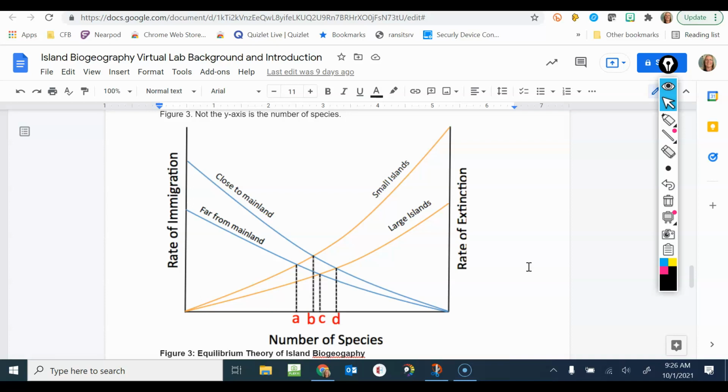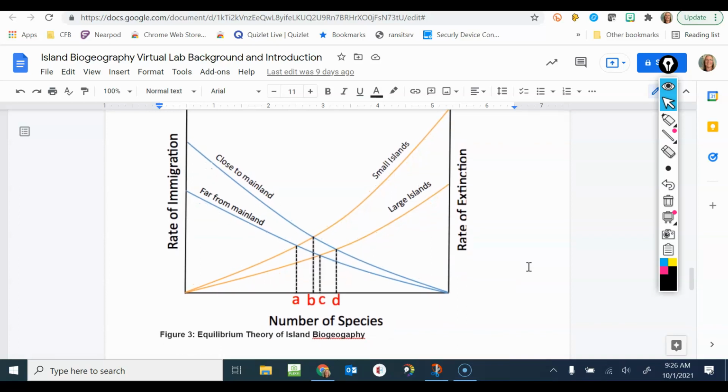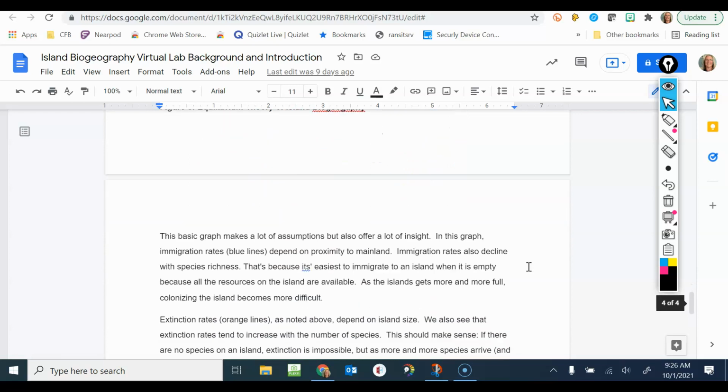Okay, and then you can find this intersecting area in which they reach a sweet spot where they're going to overlap with their rate of extinction. So you can take a look at that relationship as well.